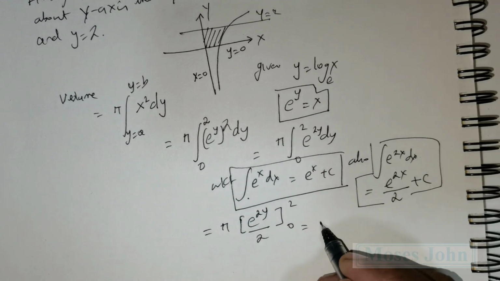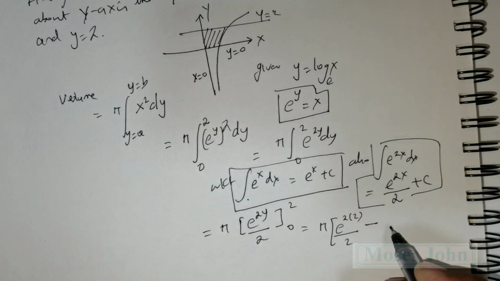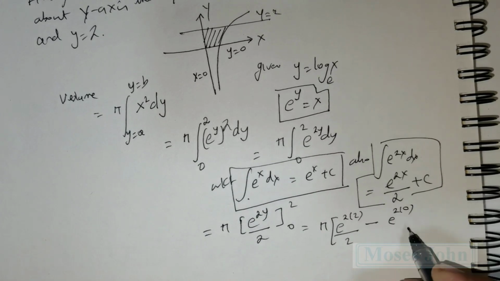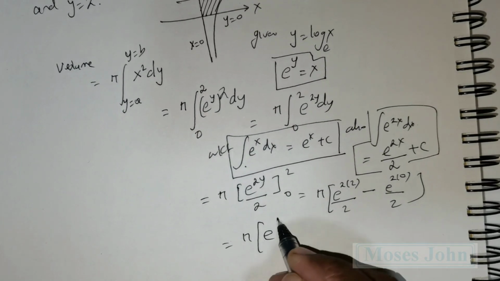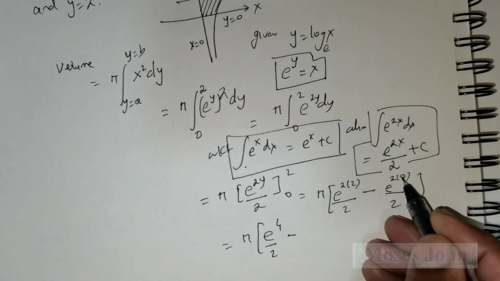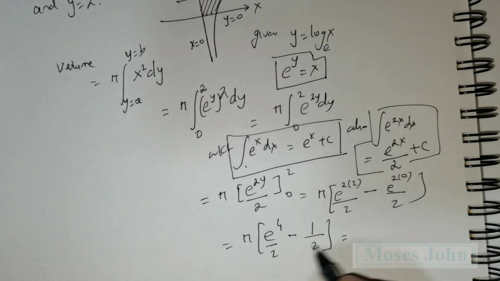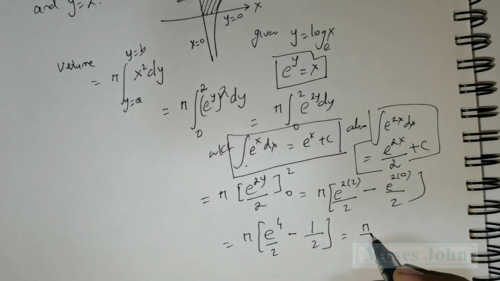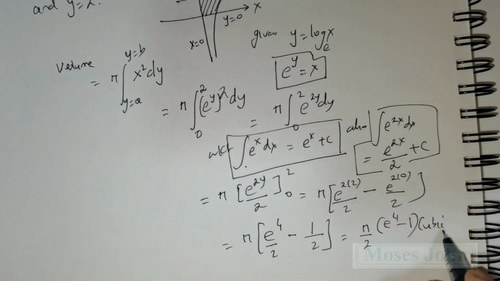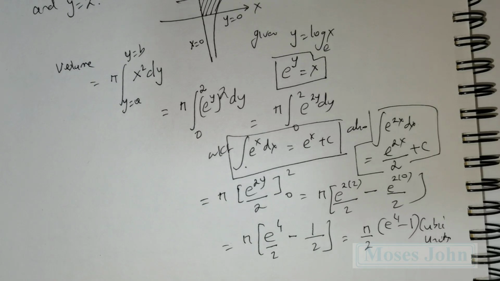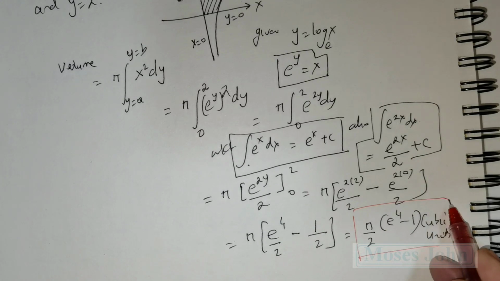So you apply the limits. It's going to be pi times e raised to the power 2 times 2 divided by 2, followed by a negative sign, and e raised to the power 2 times 0 divided by 2. Now this can be rewritten as pi times e raised to the power 4 divided by 2, minus e raised to the power 0, which is 1, over 2. Now I can rewrite this, by taking the constant 2 out, as pi over 2 times e raised to the power 4 minus 1 cubic units. Okay, so this is going to be your final solution for the given problem.